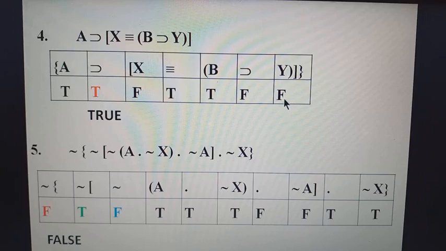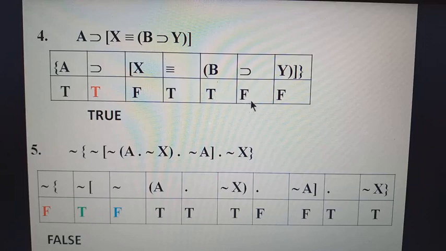Y is false. You start from parentheses, you go on to the brackets, and then to the braces. So B conditional Y. B is true, Y is false. This is a conditional statement. A conditional statement is only false when the antecedent is true and the consequent is false. So the antecedent is true, the consequent is false, therefore this is false. That's why we put false here. This is not the value of this parenthesis. The value of this parenthesis is therefore false.